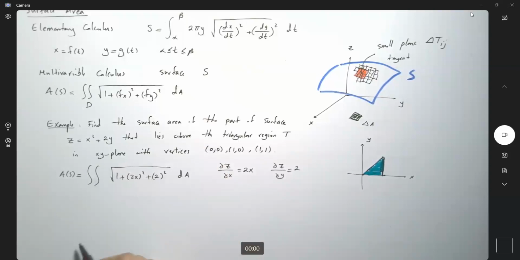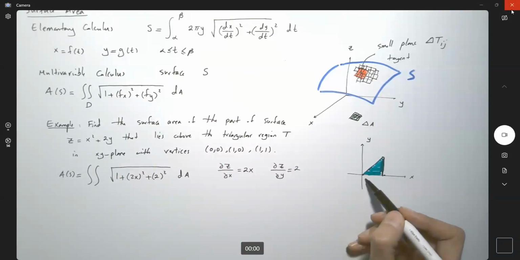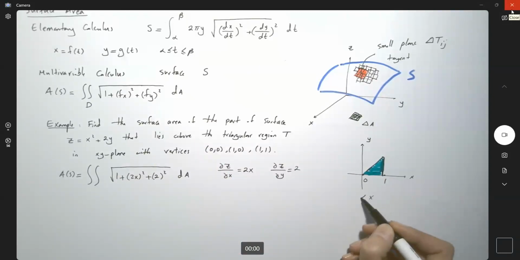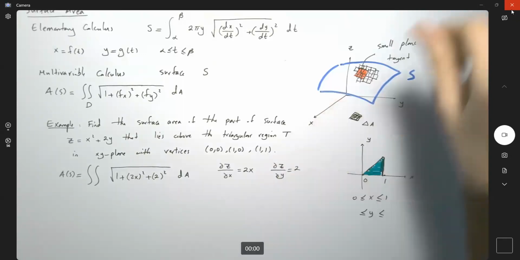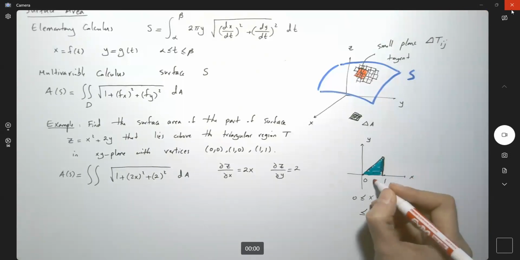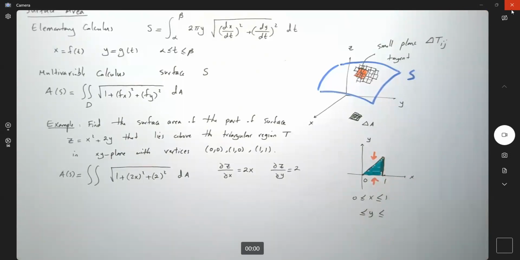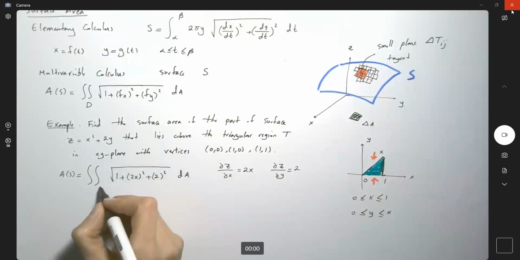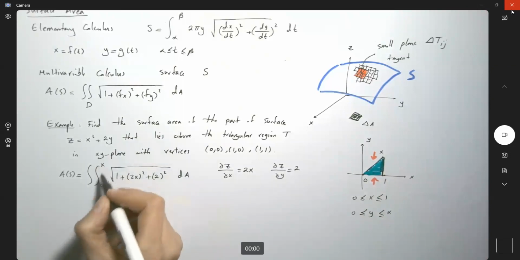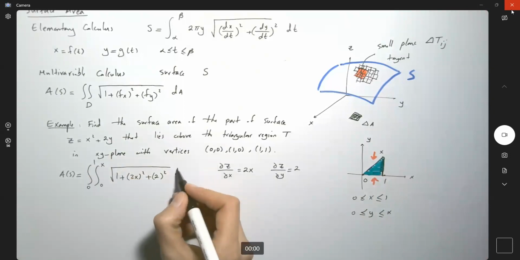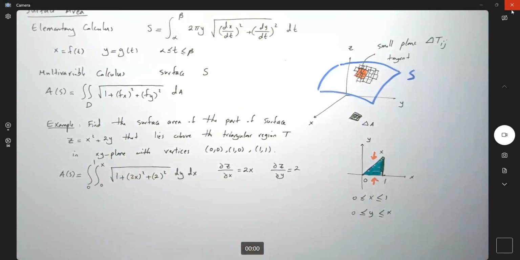Now we need to decide which one comes first. Well, what do we have here? We know that x is bounded between 0 and 1, and y is bounded between 0 and the line. I need to write the equation of the line, which is very obvious: y equals x. So y is bounded between 0 and x. So here you have the integral from 0 to 1, integral from 0 to x, dy dx. So let us compute this.